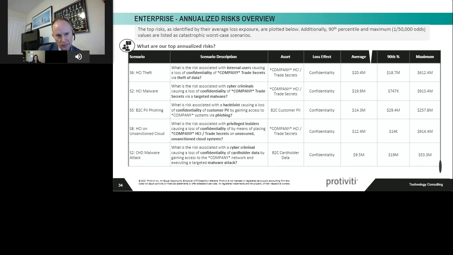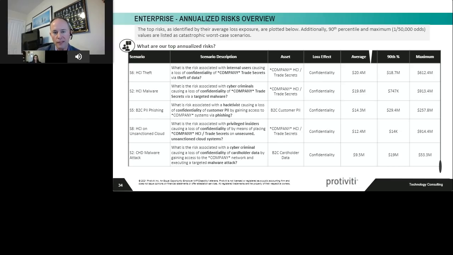Here's an example of top annualized risks. So I wanted to give you guys an actual practical example of a real risk register that we did using FAIR. And we have different scenarios that we've built, and there's always an asset, a threat, and an outcome. So in this case, these are well-scoped risk scenarios. And I'll just look at the first one. What is the risk associated with users causing a loss of confidentiality of our trade secrets via stealing data? Somebody was concerned that somebody inside the organization may steal trade secrets, right?